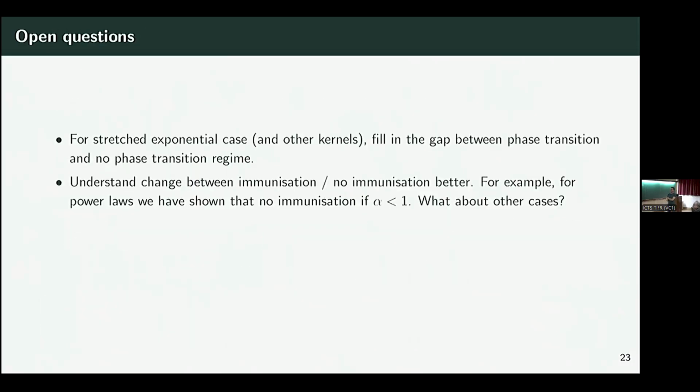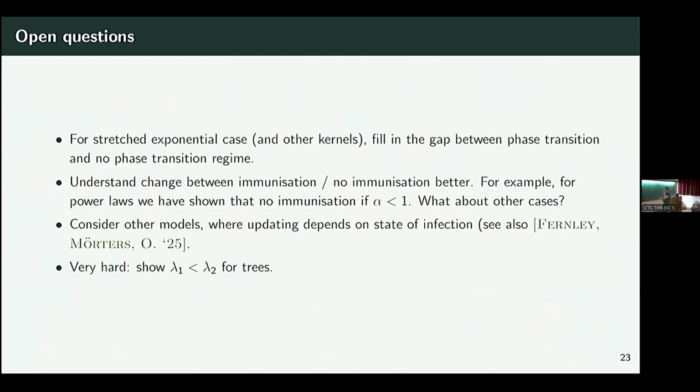But I think I'll finish here. There are still a few open questions in this area, and the direction of when you have your dynamics interacting with your infection is very interesting, but also very hard, as we find out. So yeah, I'll stop here. Thank you very much.